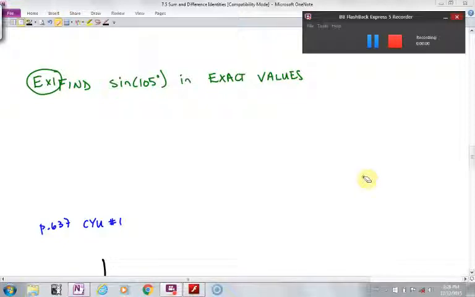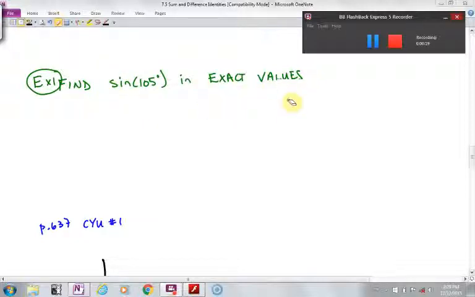We're going to try 3 examples using sum and difference identities today. If we get a chance, we'll do a proof as well, but I think we'll probably just stick with the 3 examples. So the first example is find sine 105 degrees in exact values.